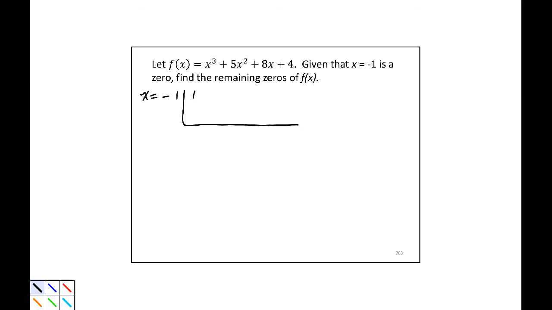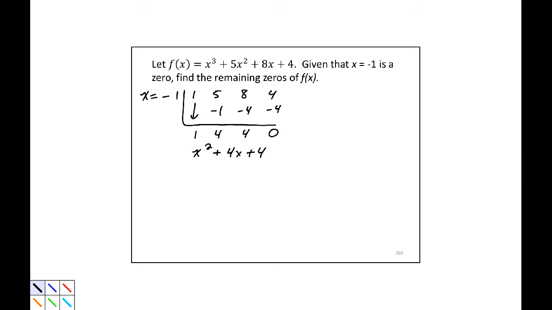Take those values, 1x cubed plus 5x squared plus 8x plus 4. We're not missing any terms. So bringing our 1 down, negative 1 times 1 is minus 1. 5 plus a negative 1 is 4. Negative 1 times 4 is negative 4. 8 plus a negative 4 is positive 4. Negative 1 times 4 is negative 4. 4 plus negative 4 is 0. So this is x squared plus 4x plus 4 with a remainder of 0.